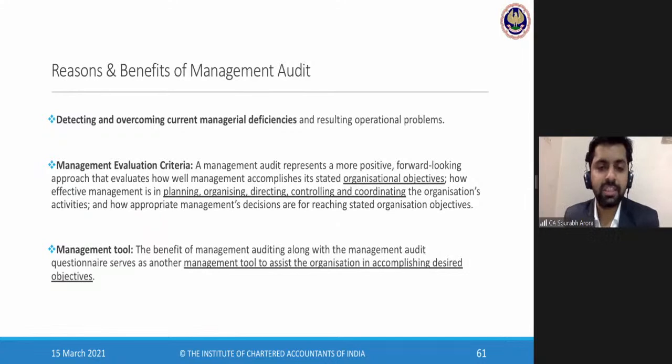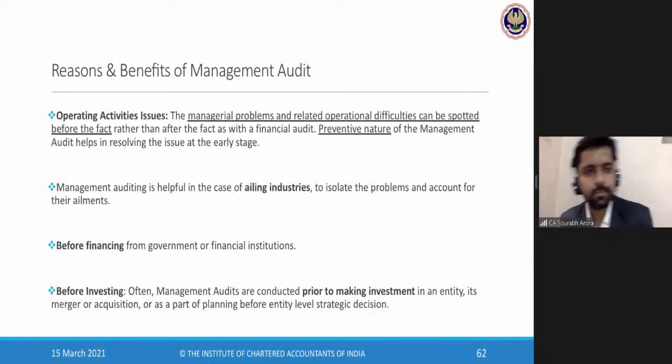Otherwise, who will question the management if not the auditor? And the board of directors are generally concerned with only the macro level questions, so they would not question them on day to day activities. Only the management auditor will. So this management audit questionnaire serves as an important management tool.